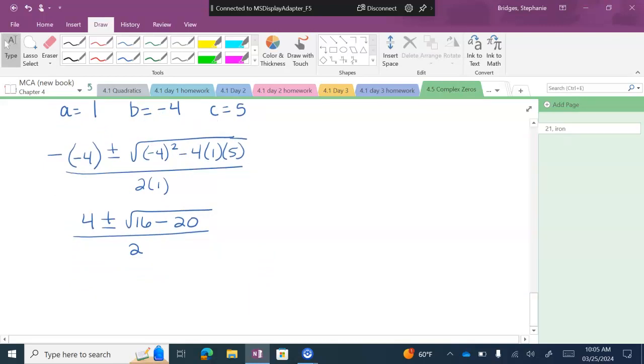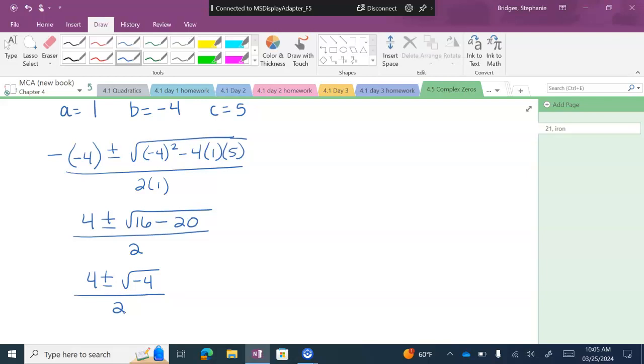So far, so good? Okay, we'll keep going under the radical. What is 16 minus 20? Then we have to ask ourselves, can we simplify that radical?